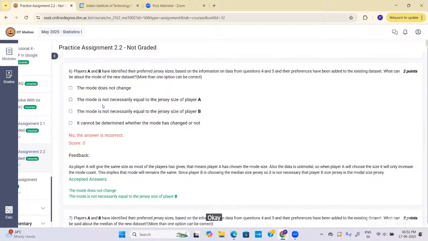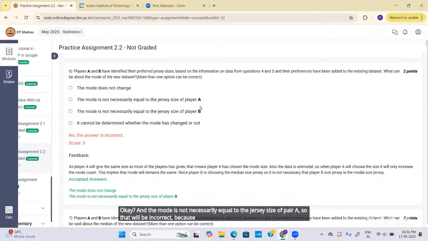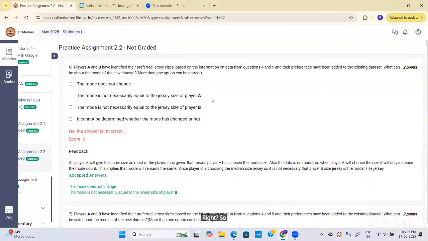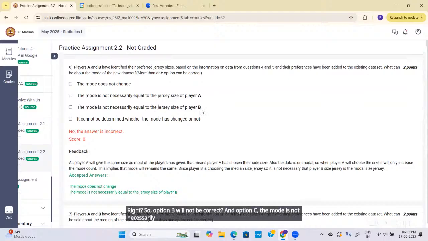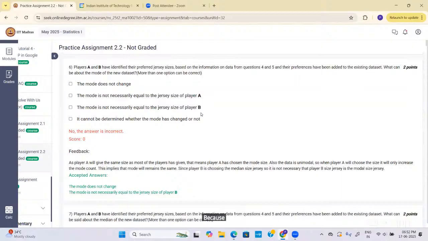And the mode is not necessarily equal to the jersey size of player A. That will be incorrect because A is ordering that size only, which is the mode, right? So option B will not be correct. And option C, the mode is not necessarily equal to the jersey size of player B. That will be correct because player B is ordering whatever the median of the data set is. It could be the same category, which is the mode, or it can be different also.